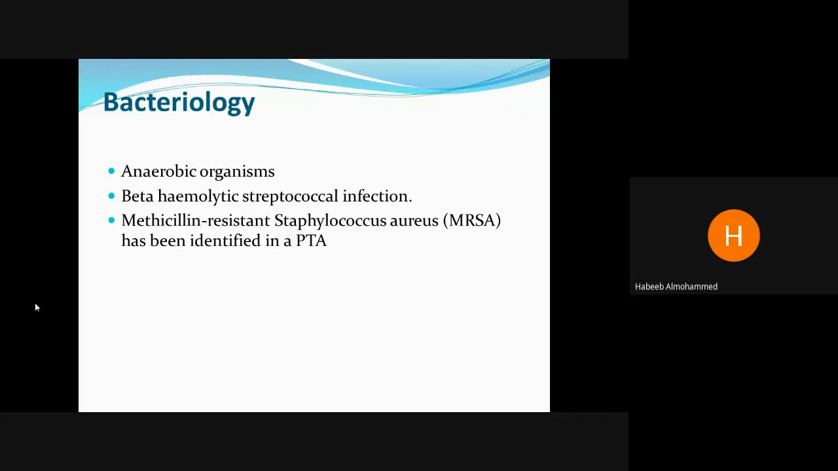Usually in deep neck space infection there is a mixture of microorganisms, what is called polymicrobial. Usually anaerobic organisms are involved; beta hemolytic streptococci and methicillin resistant staphylococcus aureus are also identified in peritonsillar abscess.